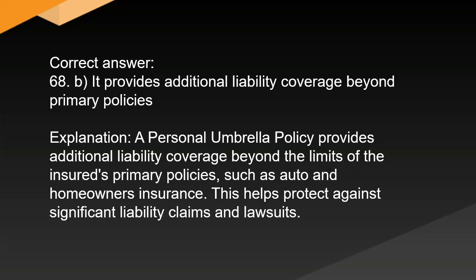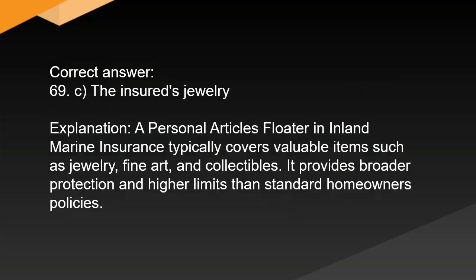Correct answer. B. It provides additional liability coverage beyond primary policies. Explanation. A personal umbrella policy provides additional liability coverage beyond the limits of the insured's primary policies, such as auto and homeowners insurance. This helps protect against significant liability claims and lawsuits.